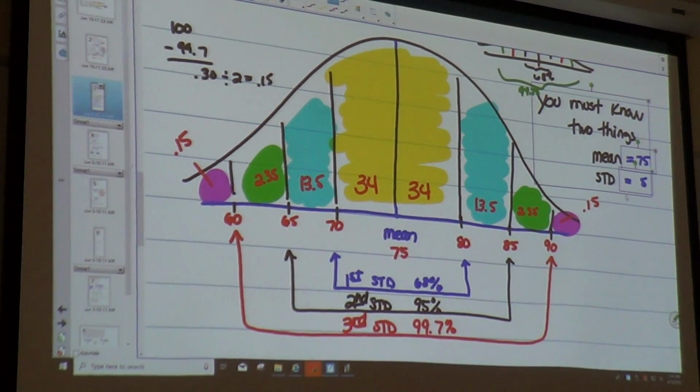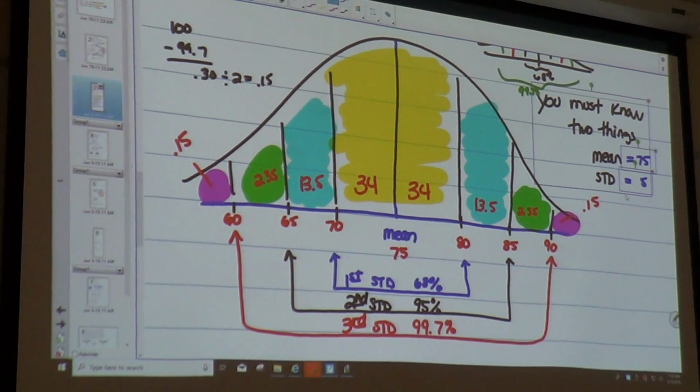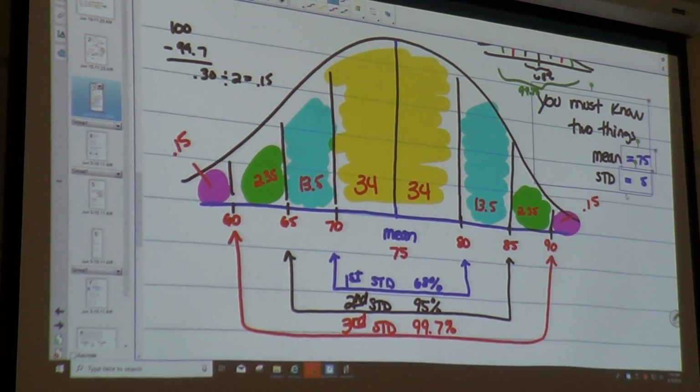So this is mainly for people who did not get the plain 68, 95, 99.7, which is totally fine. You just need to remember 34%, 13.5%, 2.35%, and 0.15%. And that's something that will not be given to you. It's something that you'll need to know.